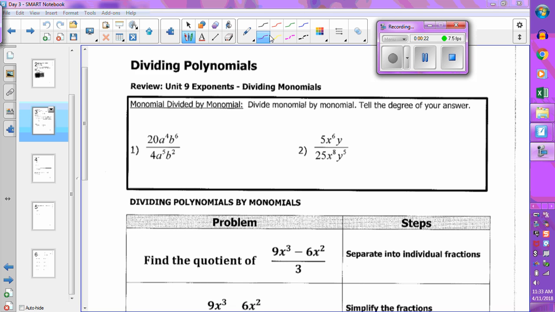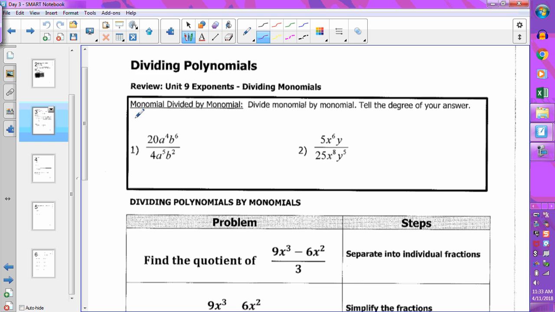All right, I want you guys to look at this right here. We're going to be dividing a monomial by a monomial, and then we're going to have to tell the degree of your answer. So remember, a monomial is something that has how many terms? One term. So this in itself is one term, and this in itself is one term.